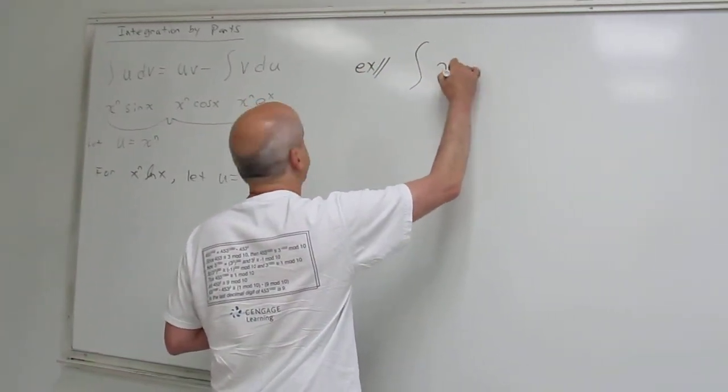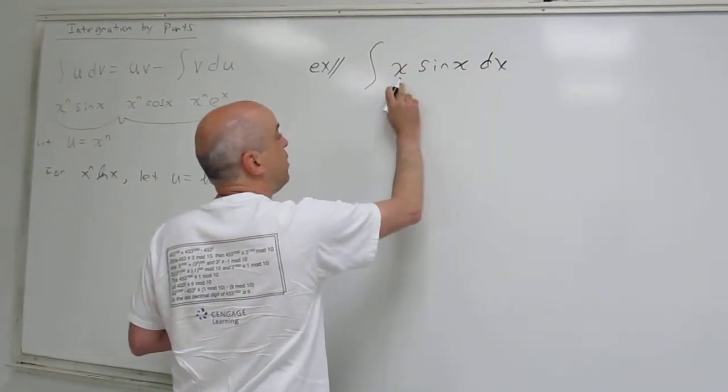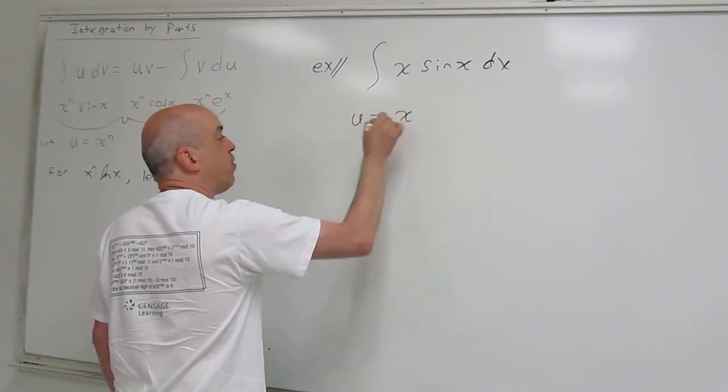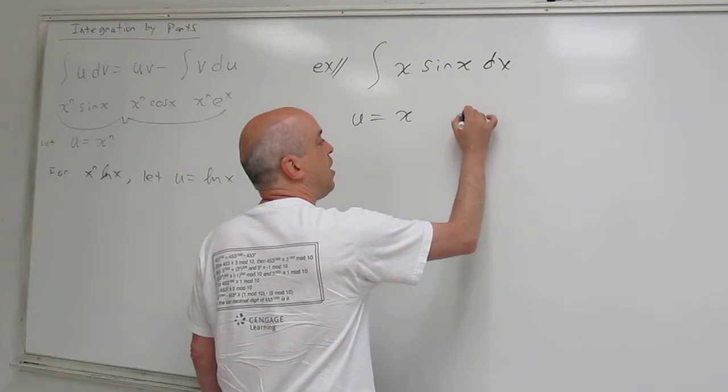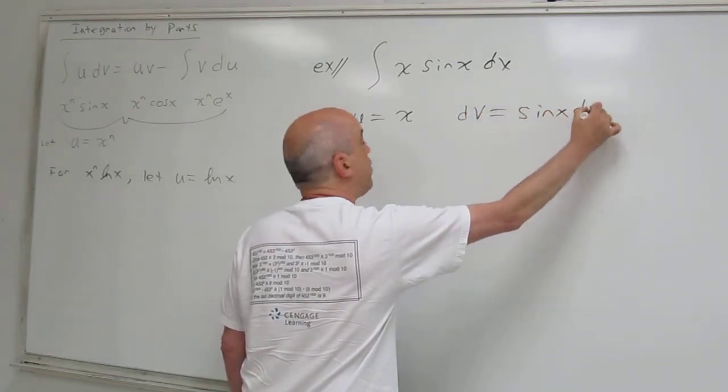So how about x times sine x to give you the simplest possible one. So here my n is equal to 1. And we're going to let u be the x to the power, x to the first power. And then dv has to be whatever else is left over. That would be sine x times dx in this case.